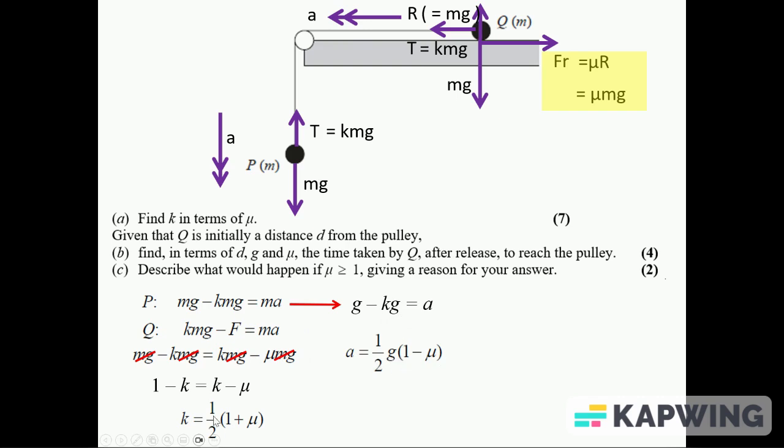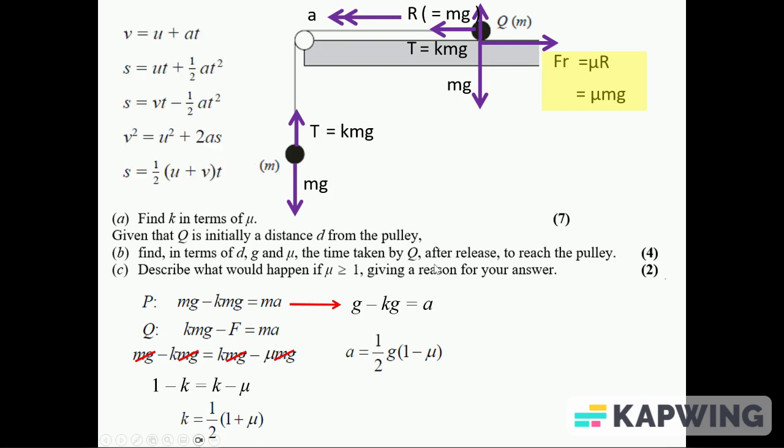When I substitute what k is in terms of mu into here, because it is in terms of d, g and mu, I need to get rid of this k using what I found in part A. Put that in there, and g minus this simplifies down to this for the acceleration. And for the time taken to travel a distance d, I'm going to use this one. I'm not interested in the v, the velocity as it hits the pulley. I've got an initial velocity of 0. t is the time I'm trying to find.